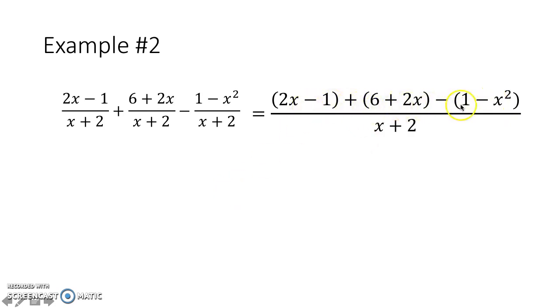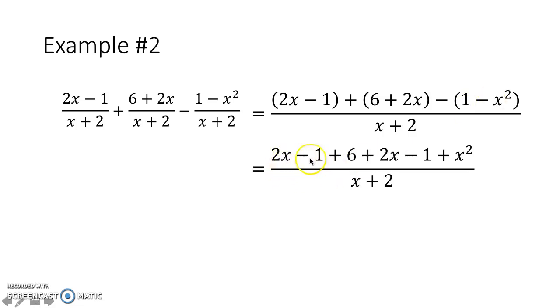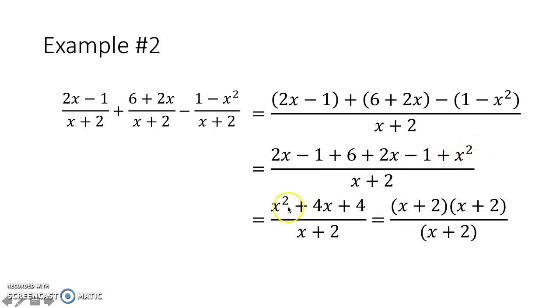So removing the grouping symbol, take note again of this negative sign. We have to distribute the negative in this group. So this becomes minus 1 and the other one would be plus x squared. So removing the grouping symbol, we will have 2x minus 1 plus 6 plus 2x minus 1 plus x squared. Combining like terms, 2x and 2x becomes 4x. Negative 1 plus 6 minus 1 is 4. And the x squared doesn't have any like terms. So that becomes x squared plus 4x plus 4 all over x plus 2.